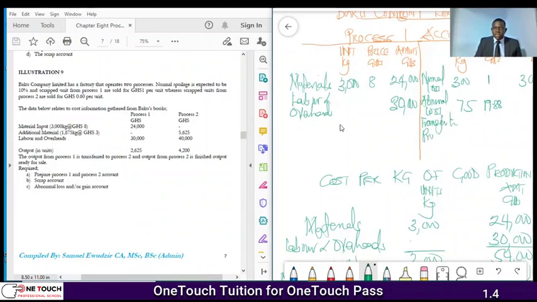Then the transfer to process two accounts. So there's a transfer to process two, that is 2,625. Okay, good, also at 19.88.